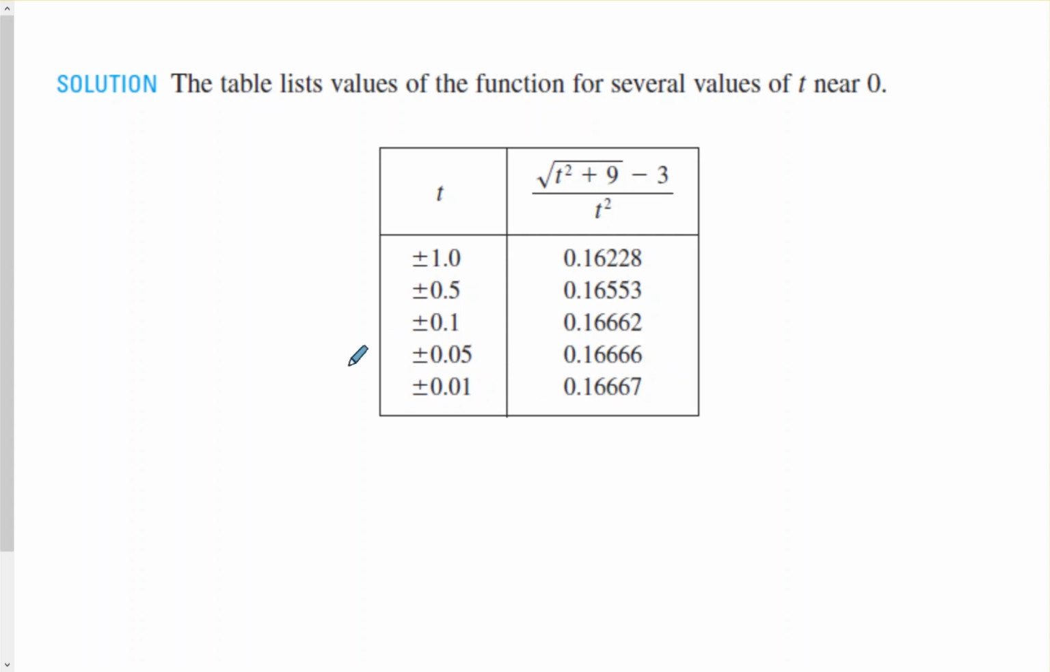It appears in all likelihood this is approaching a value of 1/6. Those that know their fractions will recognize it. 1/6 is what it appears to be approaching.